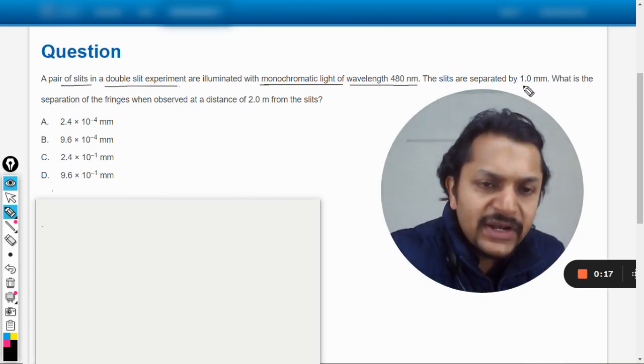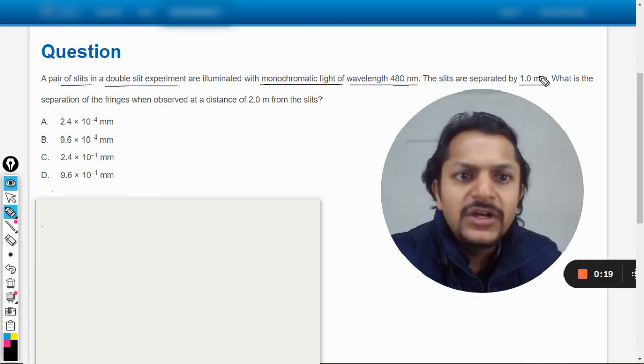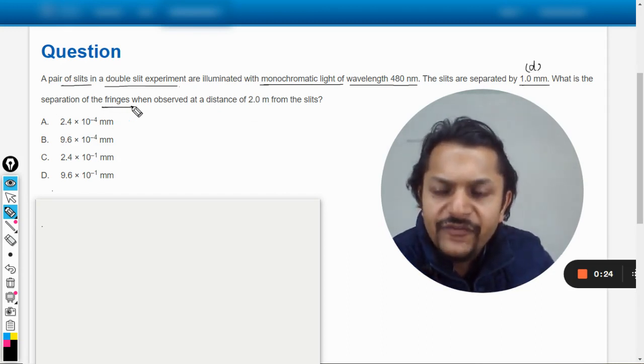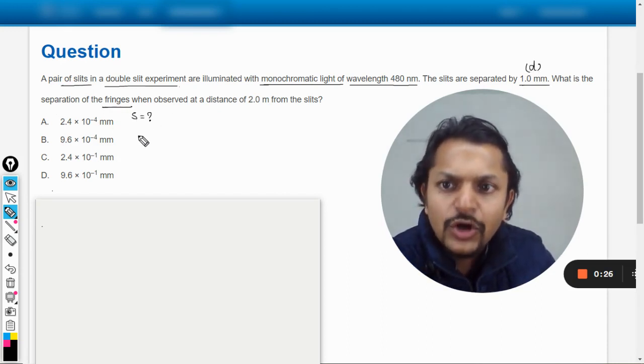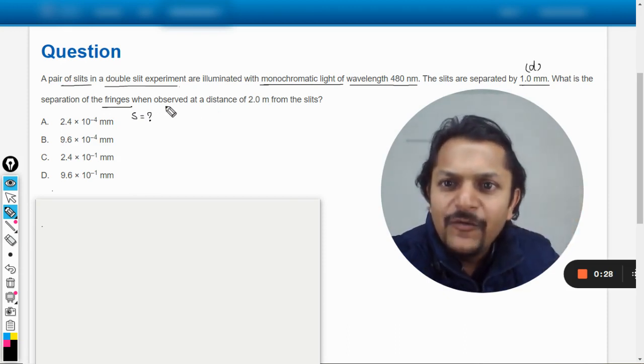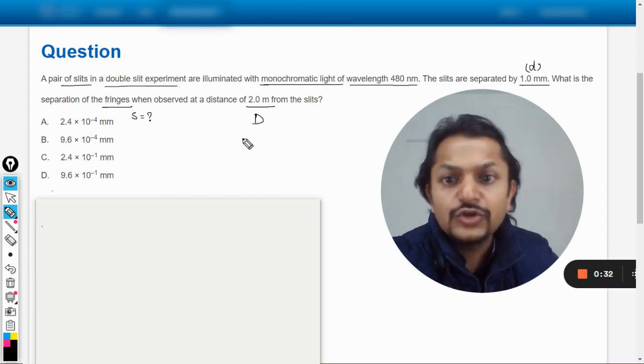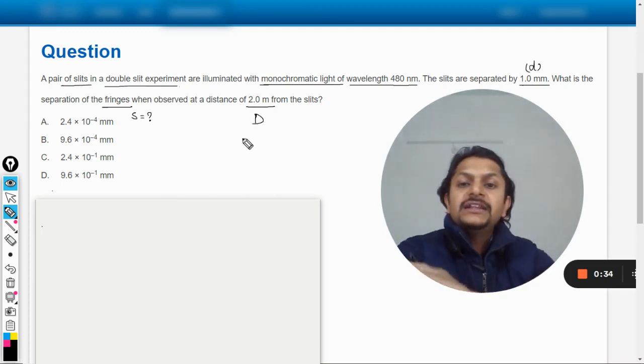The slits are separated by 1 millimeter. So, this is small d. And what is the separation of the fringes? So, he is talking about the fringe spacing when observed at a distance of 2 meter from the slit. So capital D is also given, and it is 2 meter.